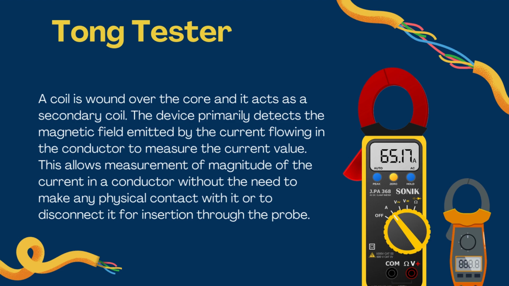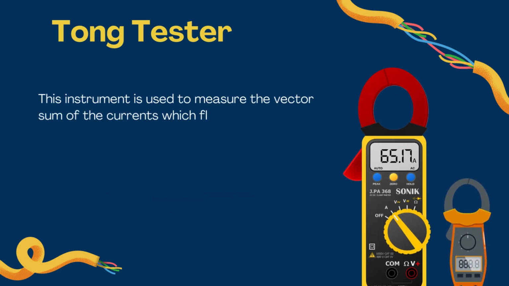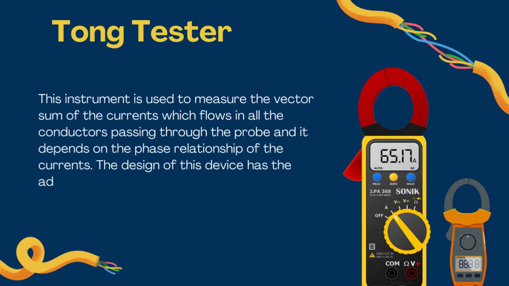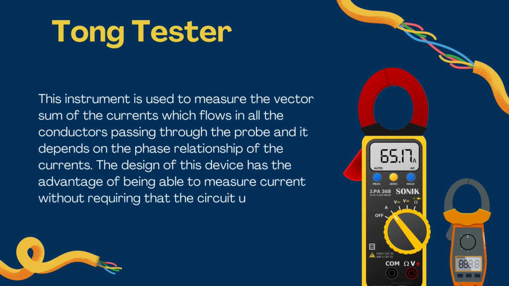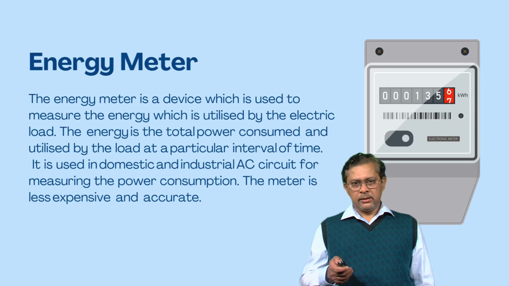This instrument is used to measure the vector sum of currents which flow in all the conductors passing through the probe, and it depends on the phase relationship of the currents. The design of this device has the advantage of being able to measure current without requiring the circuit under measurement be cut. The second instrument which we will now discuss is the energy meter.